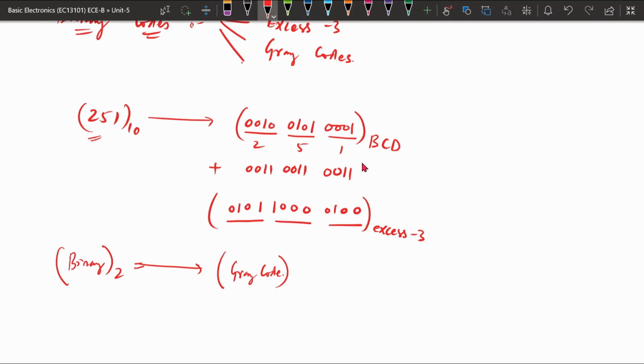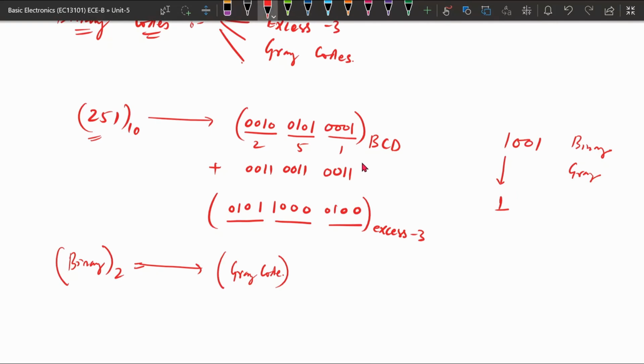For conversion of binary to gray, suppose this is the binary number. What we do is represent the first digit as it is, that is 1. Then we do the XOR of 1 and 0. The XOR of 1 and 0 will be 1.